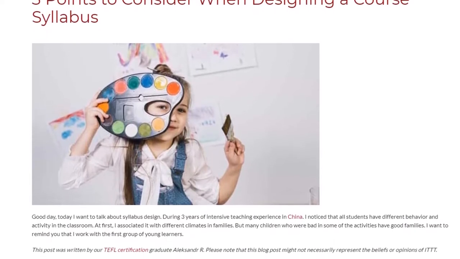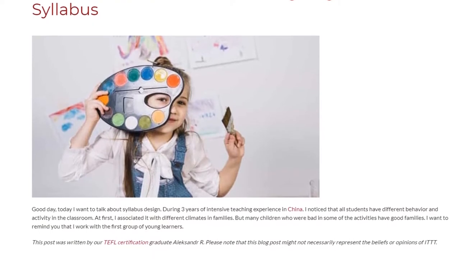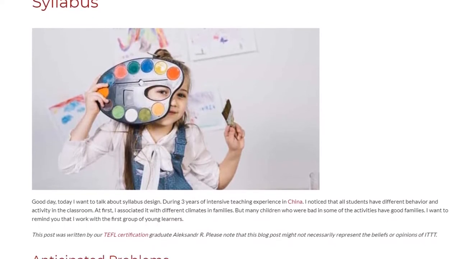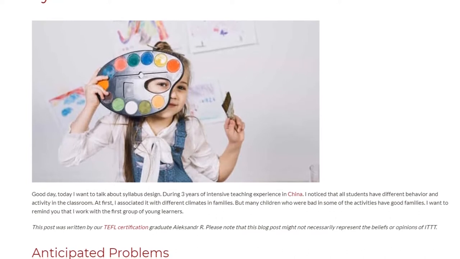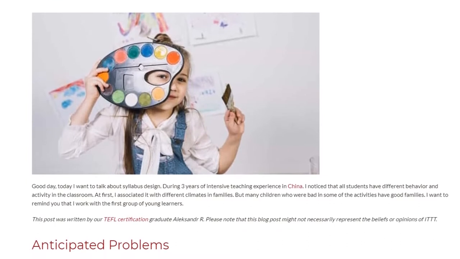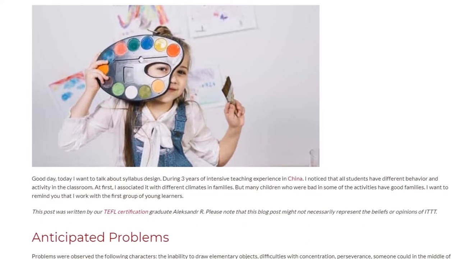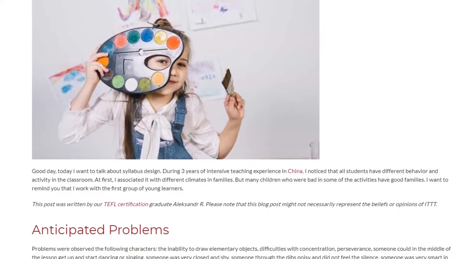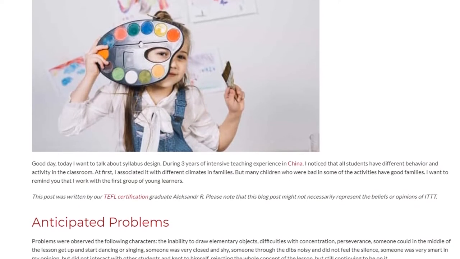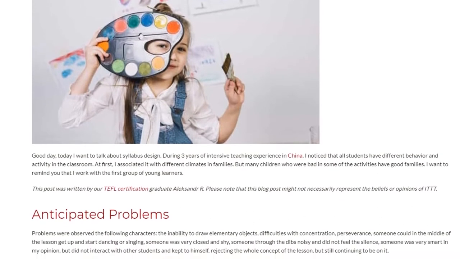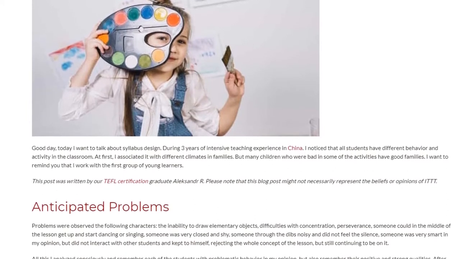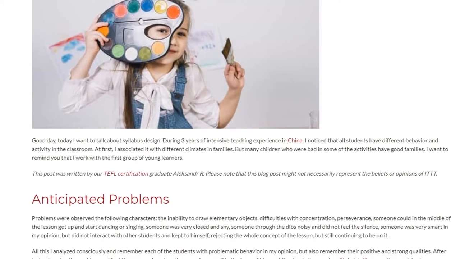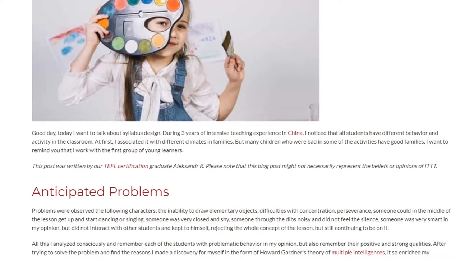During 3 years of intensive teaching experience in China, I noticed that all students have different behavior and activity in the classroom. At first, I associated it with different climates and families. But many children who were bad in some of the activities have good families. I want to remind you that I work with the first group of young learners.